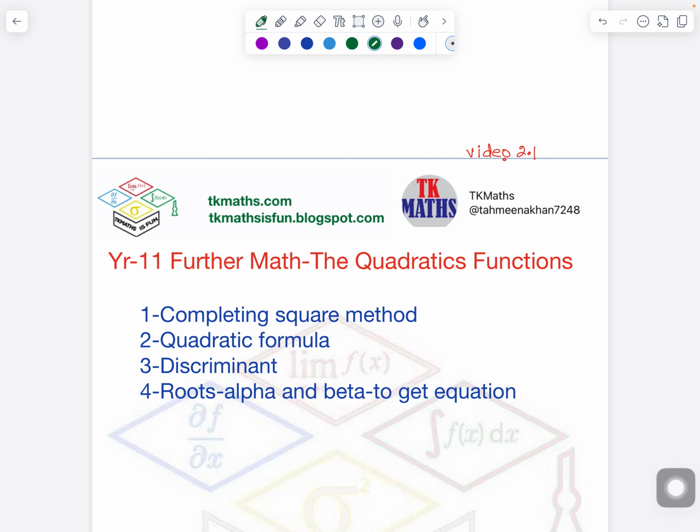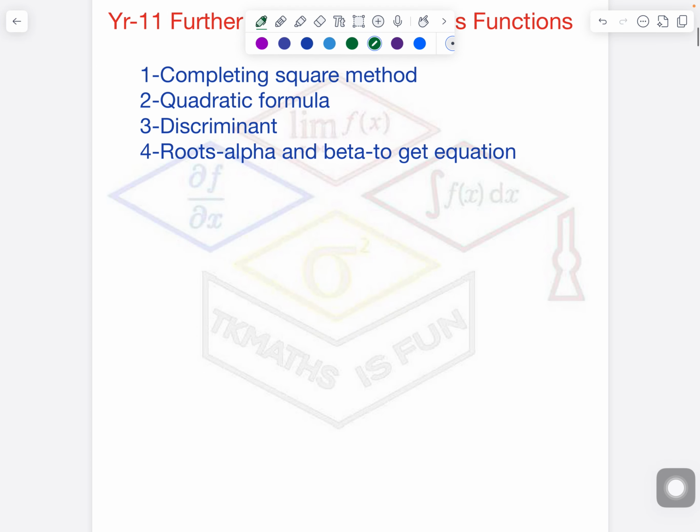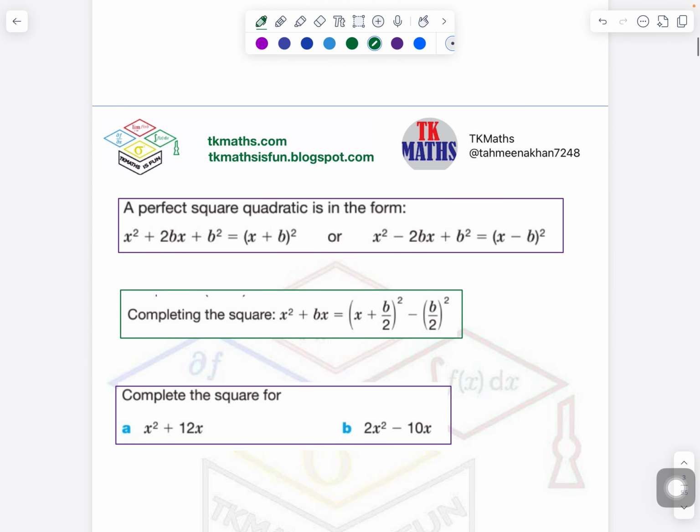So I have made 3 videos on this. The first one will be on completing the square, the next video will be on the quadratic formula and discriminant, and the last one will be on roots alpha and beta to get the equation. So this video is 2.1. Let's start with the completing the square method.